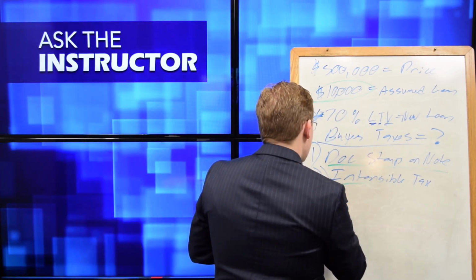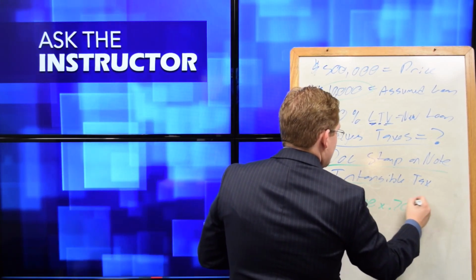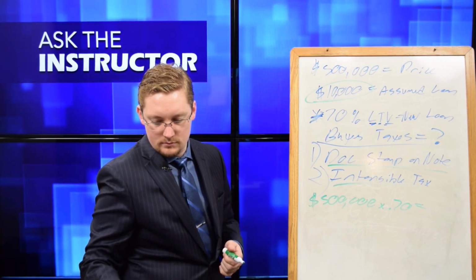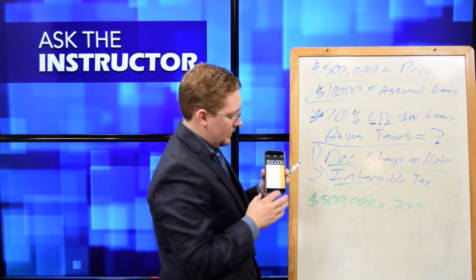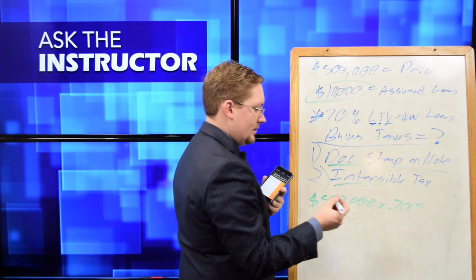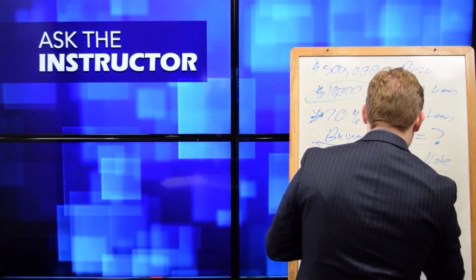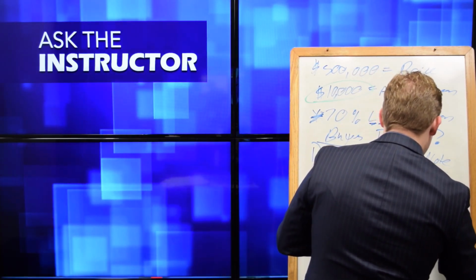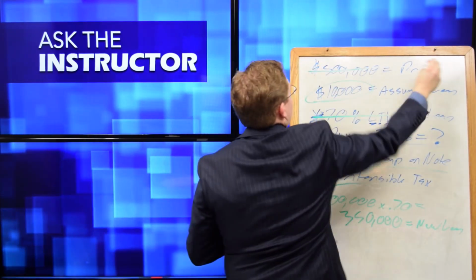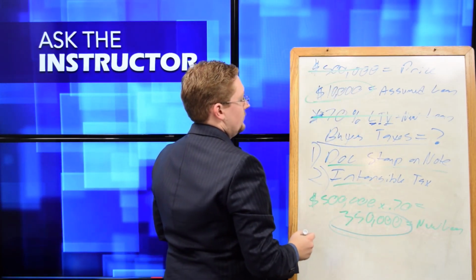So we're going to do 500,000 times 70%. So put that in our calculator, 500,000 times 70%, and we're going to get $350,000. So now we don't really need this 70% number. We don't need the purchase price anymore because we have our $350,000 new loan amount.